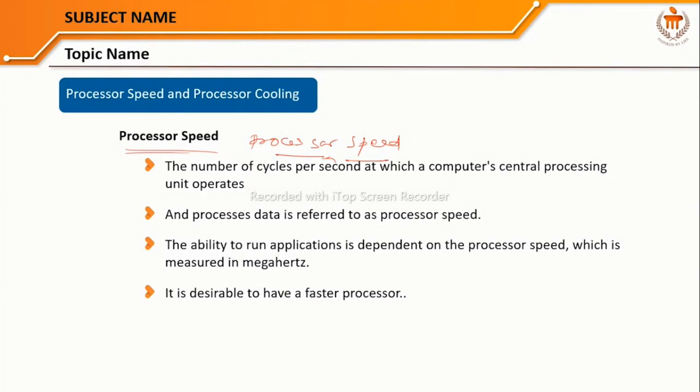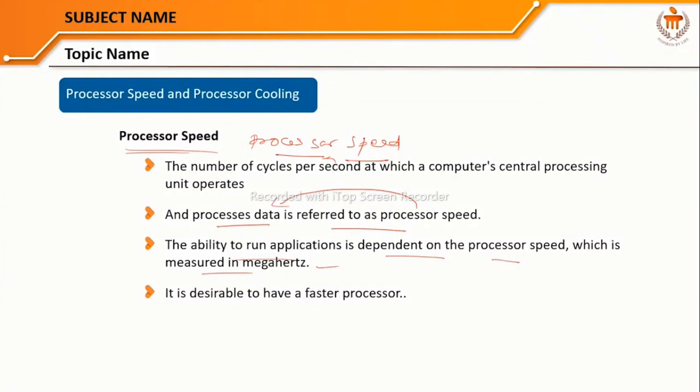And another one is processor speed. If we have a high processor speed, it can process multiple data. The ability to run an application is dependent on processor speed, which is measured in gigahertz. So it also affects how an application performs and how it is going.